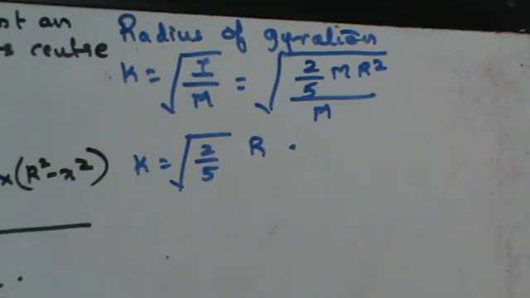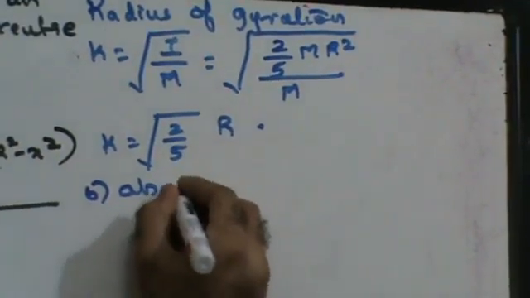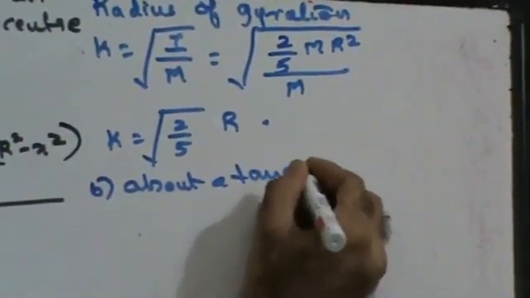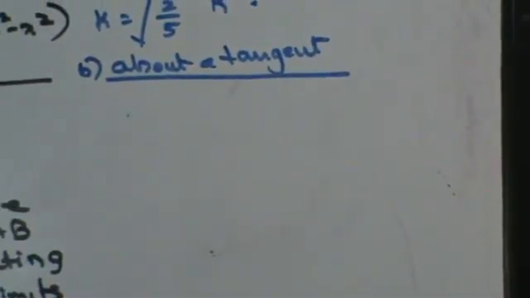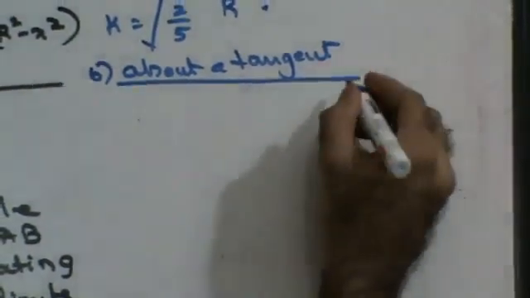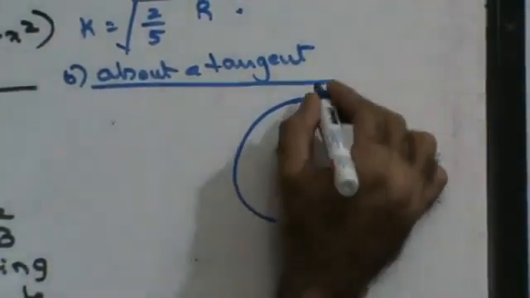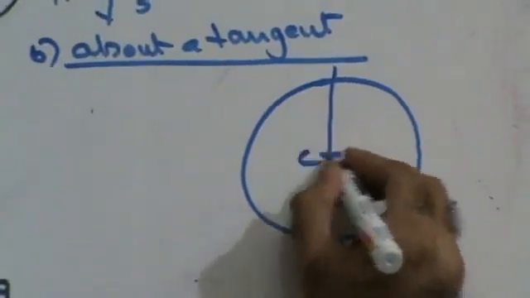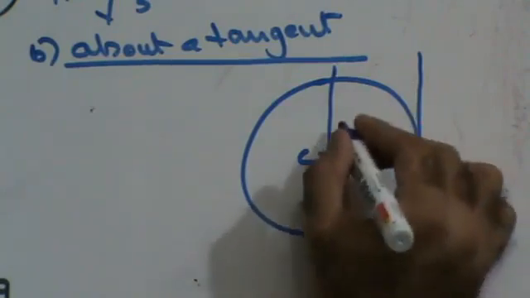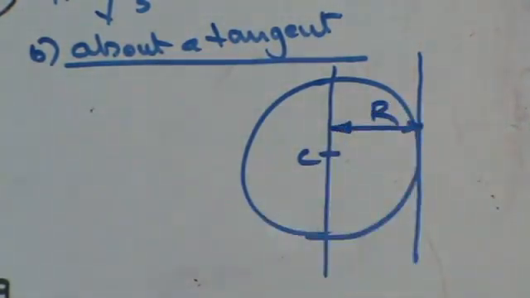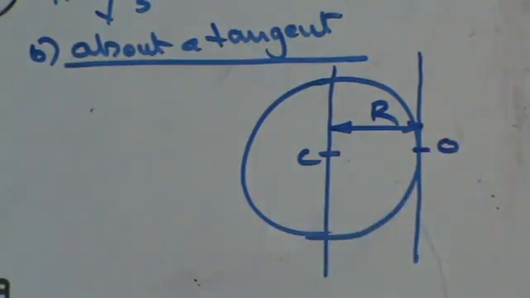Now let's try to find out about a tangent. How do I find out the moment of inertia of a solid sphere about a tangent? Right? Let's try to see this. Solid sphere, right? This is my axis passing through the center. I want to find out the moment of inertia about an axis passing through the tangent. Now we know that the distance between them is going to be r, right? So let's consider the point of contact to be O, right?